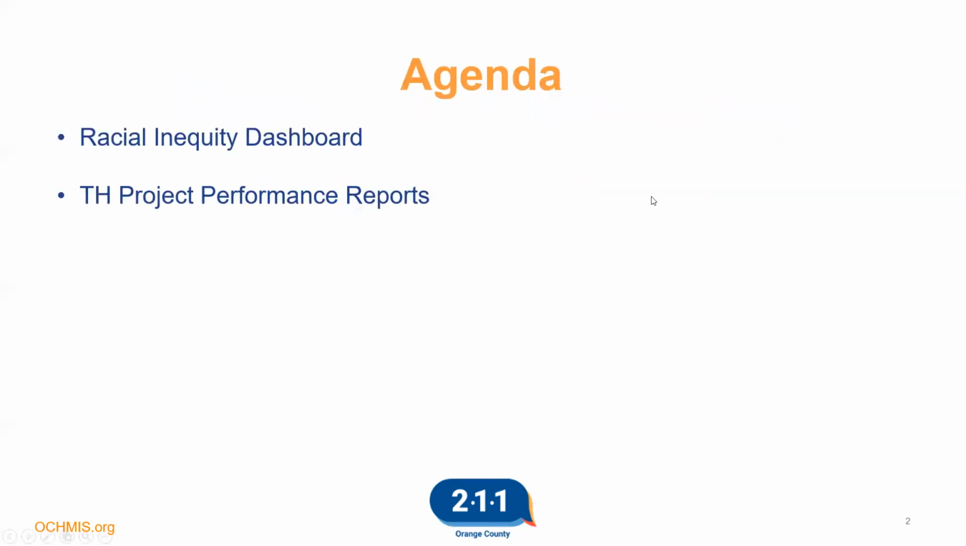So today we're going to talk about the racial inequity dashboard, as well as the transitional housing project performance reports. We're going to be doing some planning around what should be included in this dashboard. It is meant to look at data in our COC and see if there's a difference in how clients are being served and their outcomes based on their race or ethnicity.